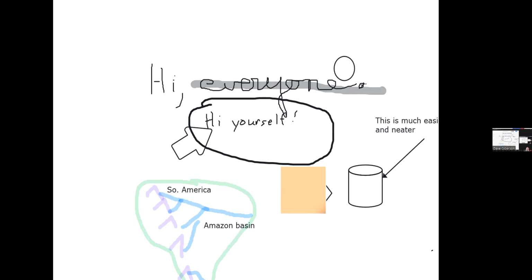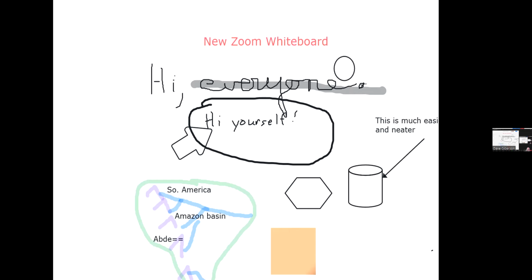I double click to be able to highlight that text, and then I can change the color of the text and so on. So, pretty decent set of tools.